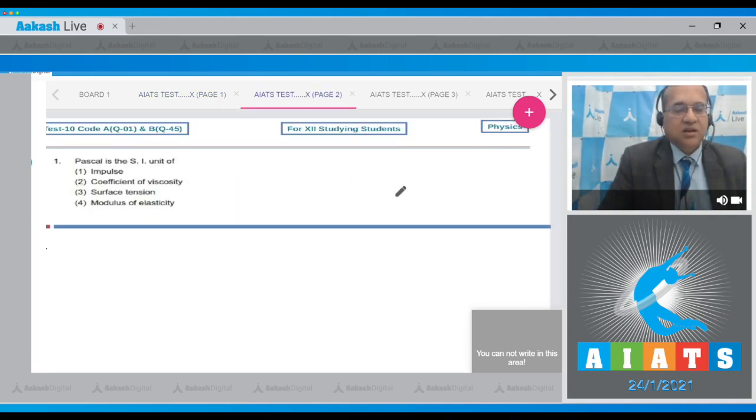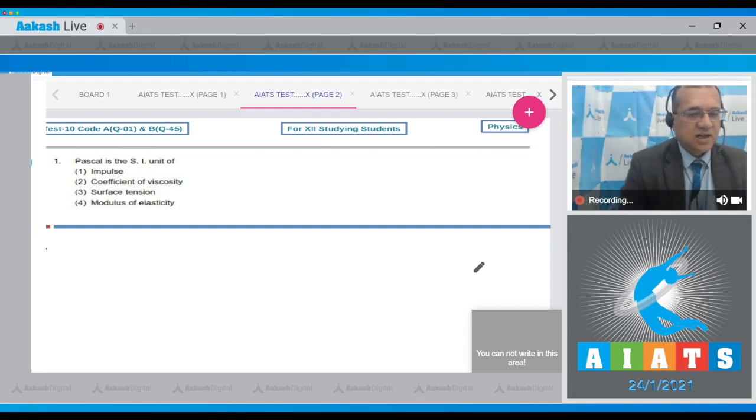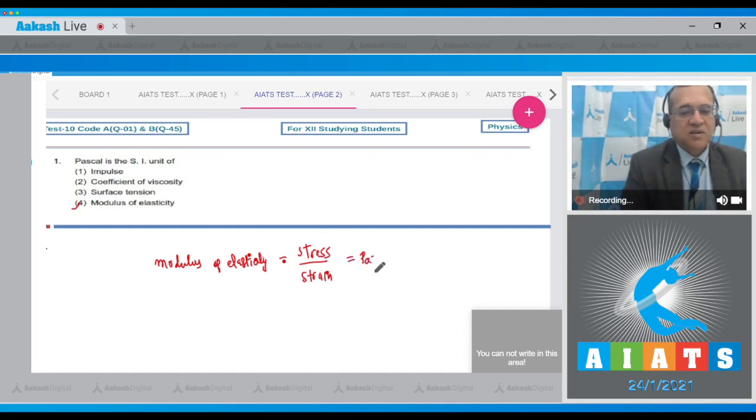Let's start the questions. Now see, the first question is Pascal is SI unit of. The first one is impulse, the coefficient of viscosity, surface tension, and modulus of elasticity. Now, if you look carefully, then the modulus of elasticity is basically stress divided by strain. And the stress is the same unit as that of the pressure, and strain has no units. Therefore, your answer goes with the modulus of elasticity, and that has the same unit of the Pascal, right? So answer to this question is the option number 4.